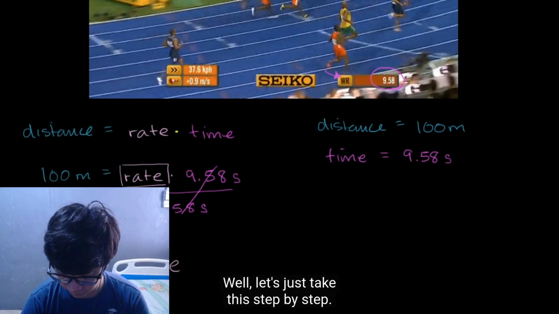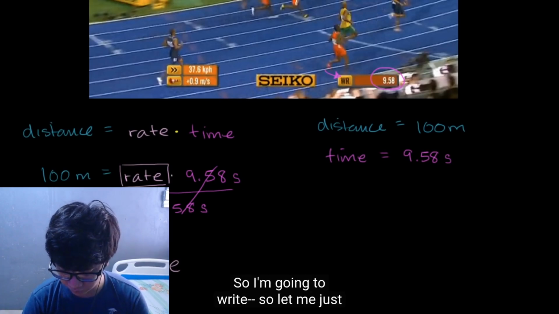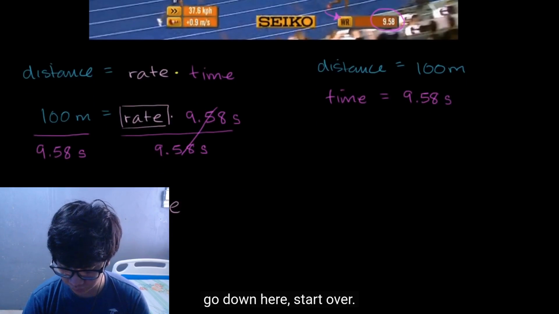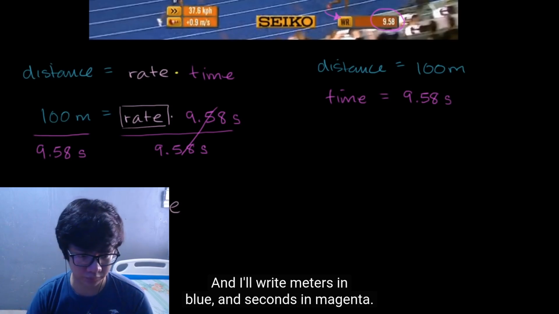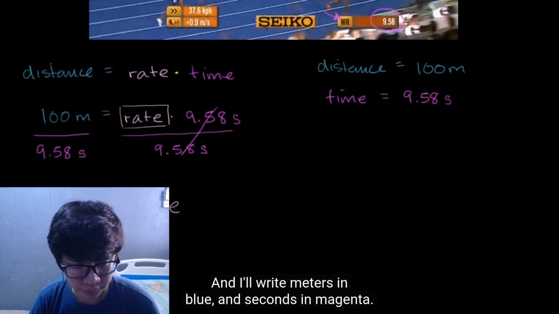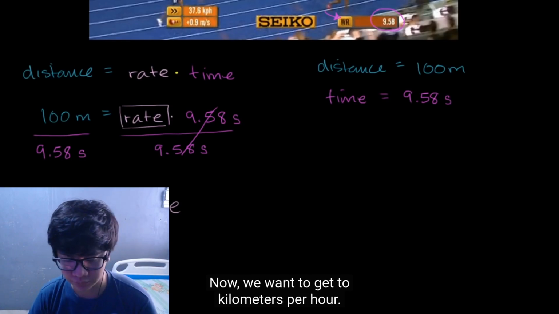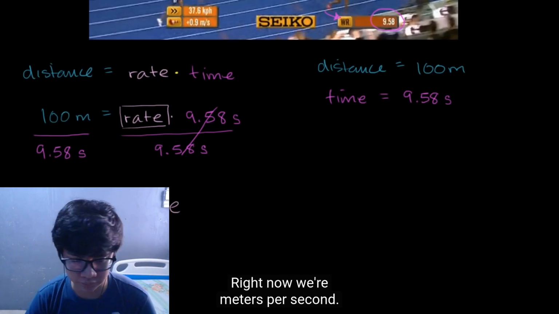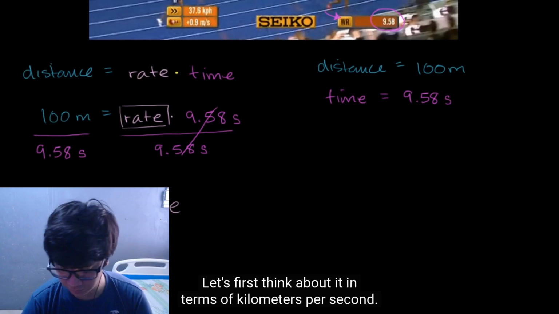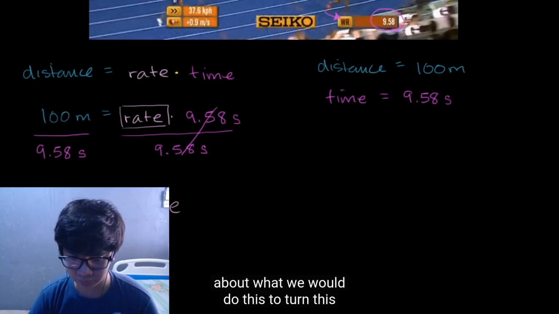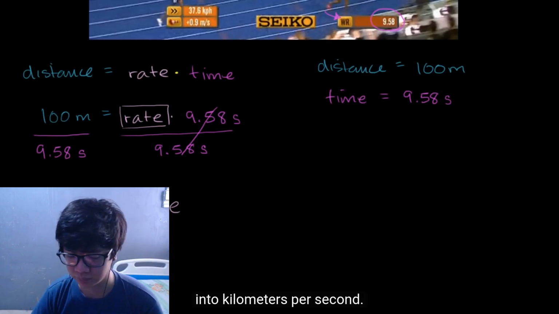Well, let's just take this step by step. So let me just go down here and start over. I started off with 10.4, and I'll write meters in blue and seconds in magenta. Now, we want to get to kilometers per hour. Right now we're at meters per second. So let's take baby steps. Let's first think about it in terms of kilometers per second. And I'll give you a second to think about what we would do to this to turn this into kilometers per second.